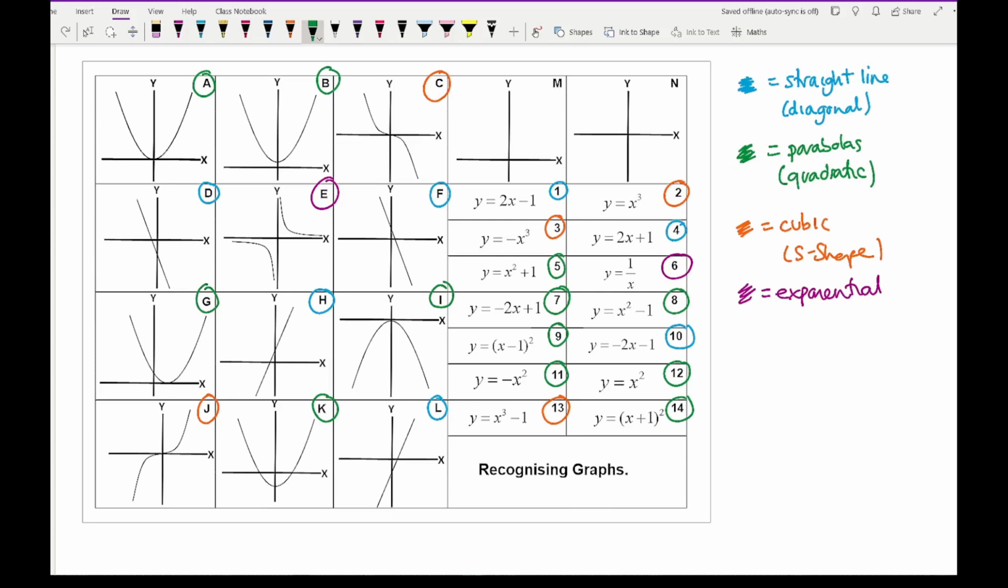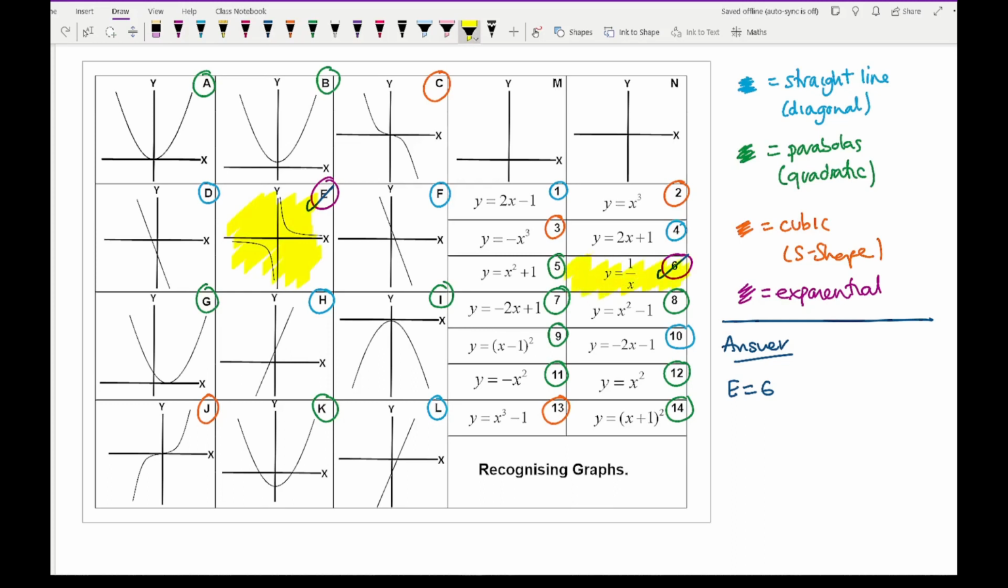So what I've established here, apart from the exponential graph, is that I've only got one equation that refers to that. So it's pretty fair to say that if I start writing my answers, matching these up, E is definitely going to be 6. So E equals 6. I'm just going to tick that off so that I'm not concerned about it. Actually, let me just colour it in so that I can see which ones I've already used.